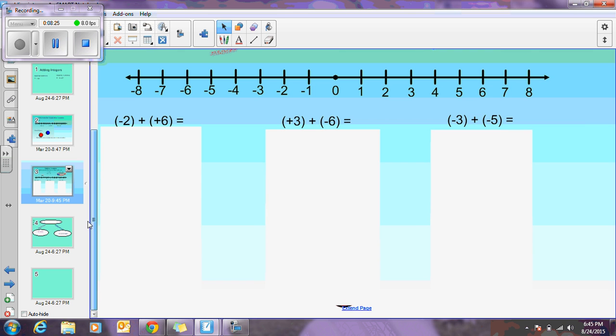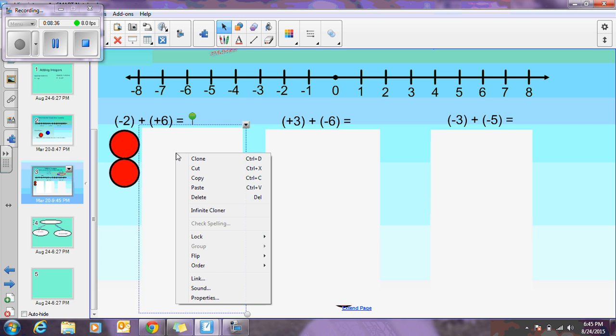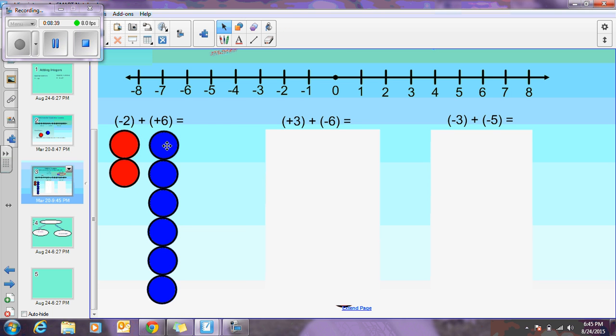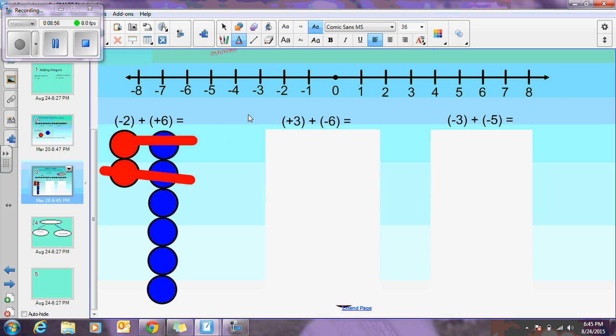And I told you we also could look at counters. So if we have -2 plus positive 6, we can have -2 negatives and then 6 positives. And we want to see what cancels out and what's left over. I'm going to use this. This is a 0 pair. This is a 0 pair. We have 1, 2, 3, 4. 4 blues left over means positive 4. So I'm just going to write 4 for my answer. You could write positive 4. They mean the same thing.